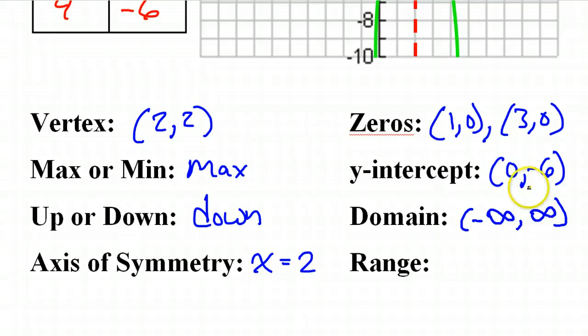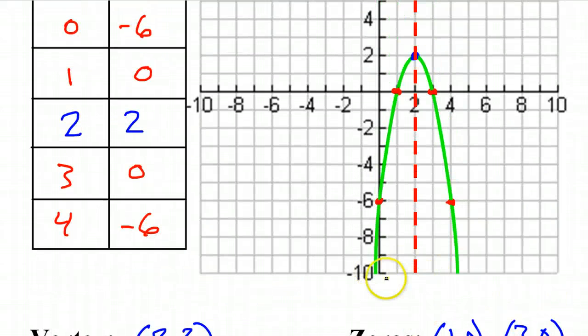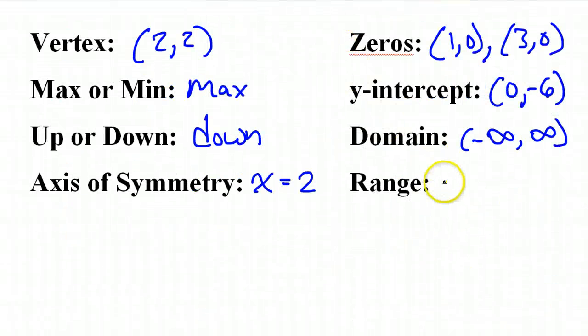The range is the y values. So it's how low the graph goes and then how high the graph goes. It must be in that order, bottom to top. At the bottom, it goes down forever, so that's -infinity. At the top, it goes up as high as 2. So -infinity to 2 is the range. And it must be in that order, -infinity to 2.